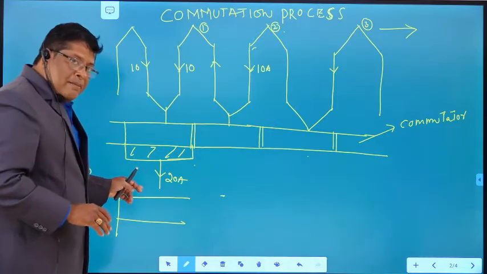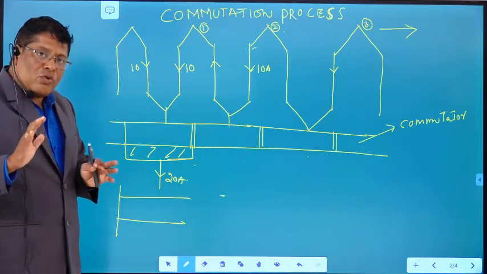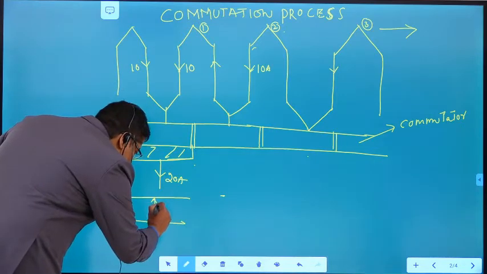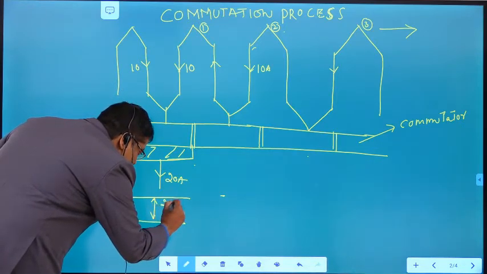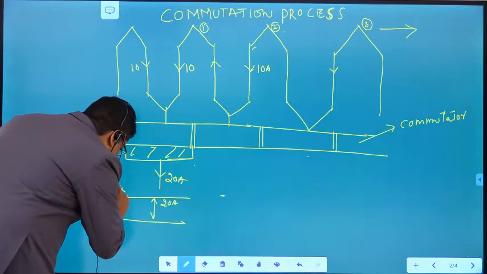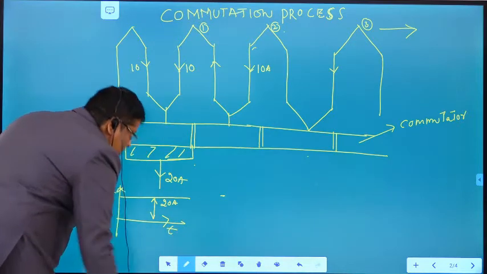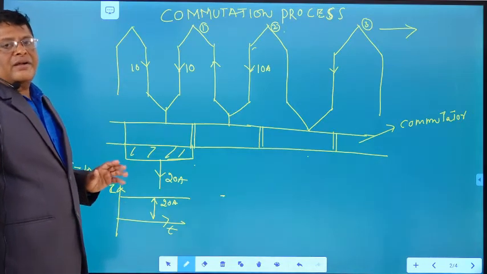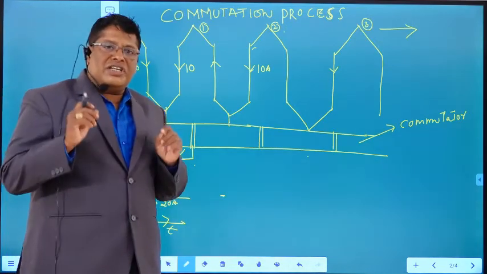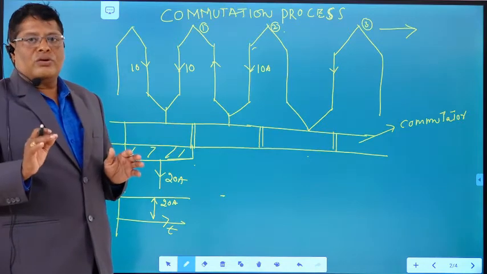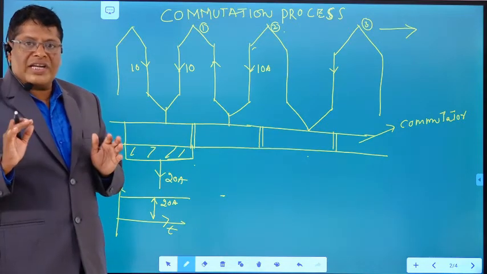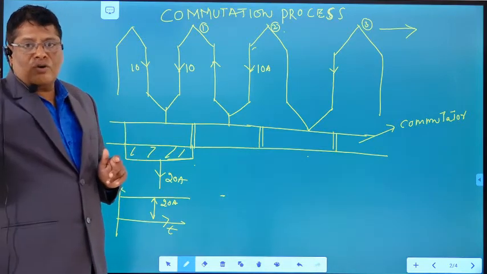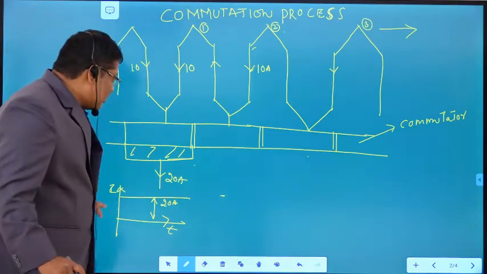But the current which is going to the load is always constant, that is 20 amperes in this case. That's why, because of the commutation process in a DC generator, even though the voltage or current induced in the armature winding is AC, the load is taking a constant current.